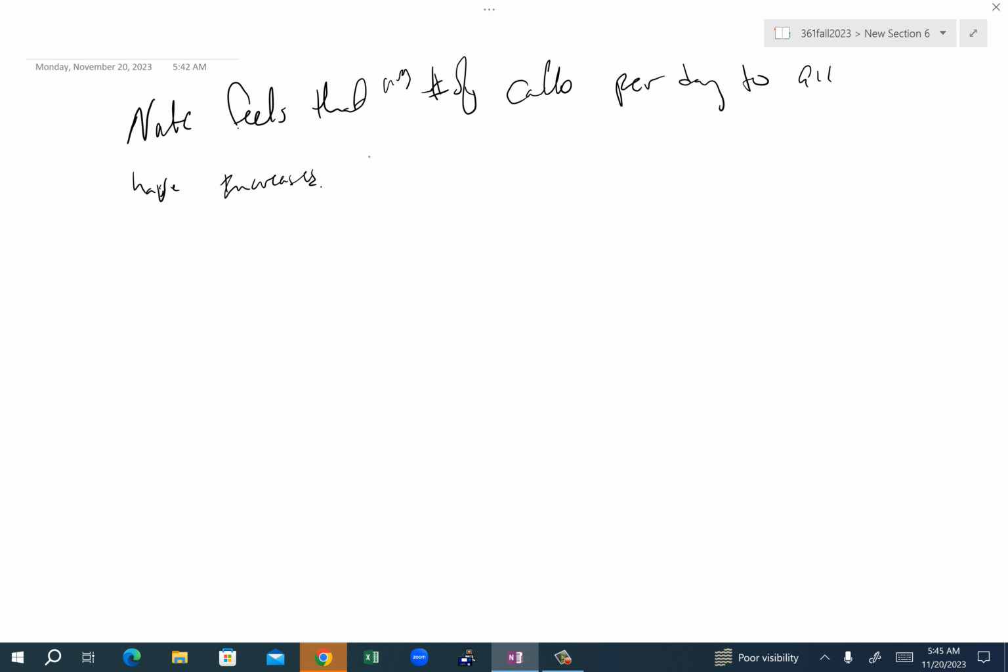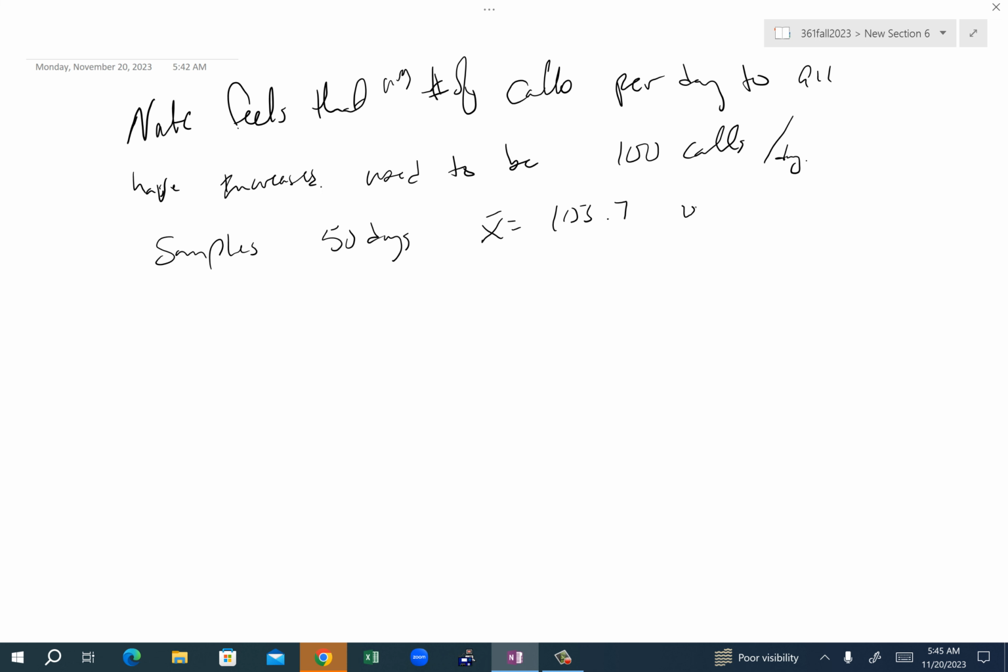Okay. Used to be 100 calls a day. So he samples 50 days. And X bar is 103.7 with standard deviation of 5.9. Okay. And of course, alpha 0.05. Is he right?